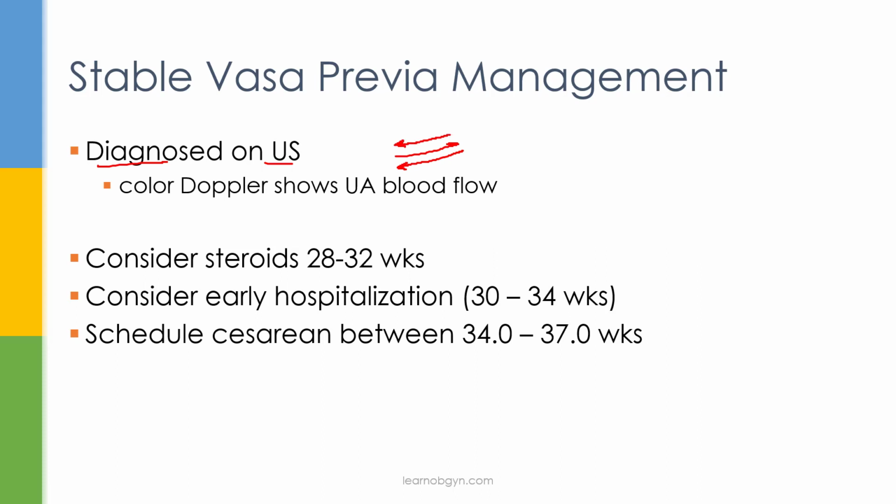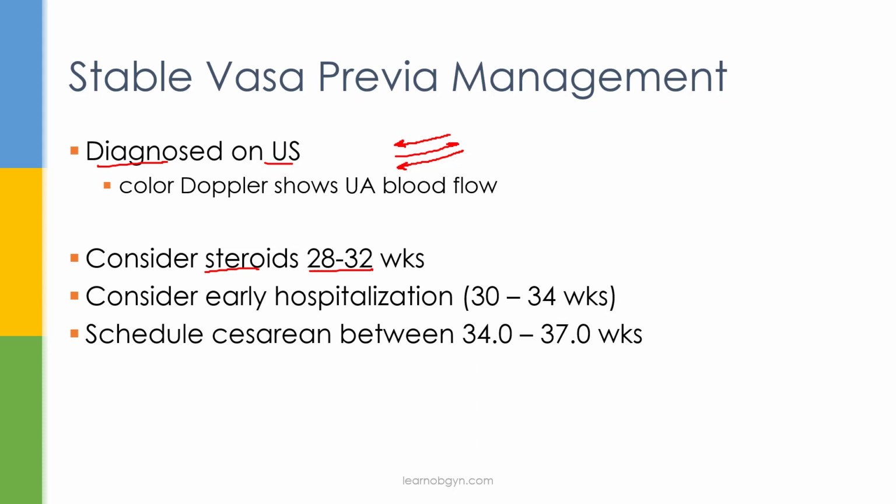Because bleeding from a Vasa previa is so rapid and could be fatal very quickly, management for this condition is very conservative. You can consider giving steroids for fetal lung maturity as early as 28 to 32 weeks. Don't remember the exact weeks, just remember that you could give the steroids earlier because you want them to be on board because there's a high chance of a potential preterm delivery.